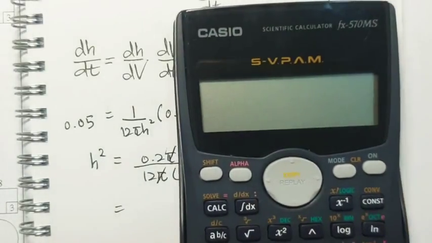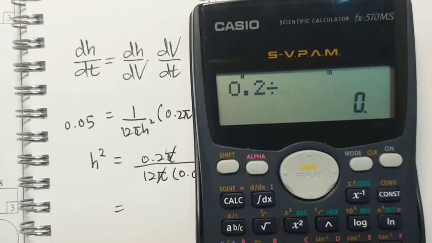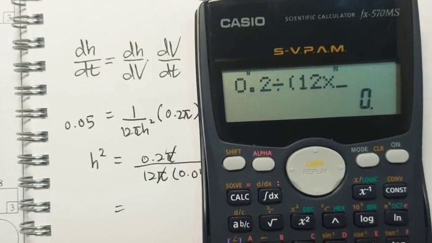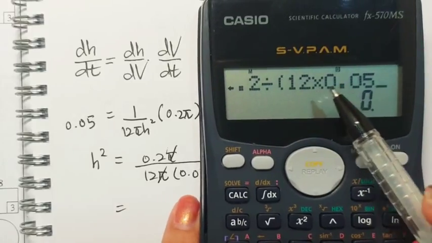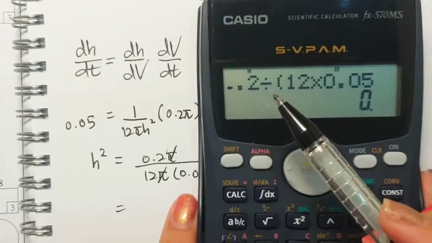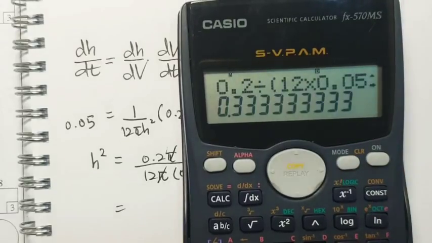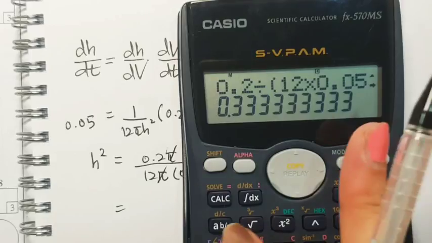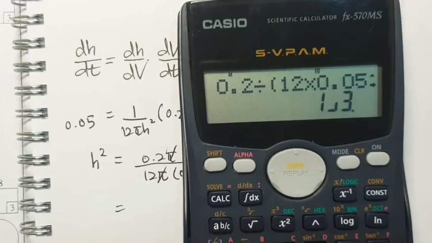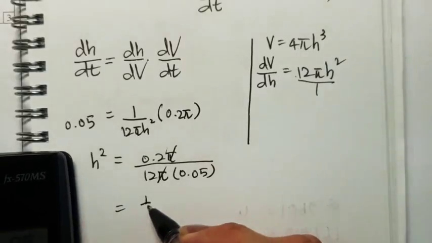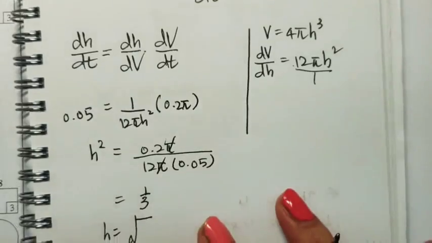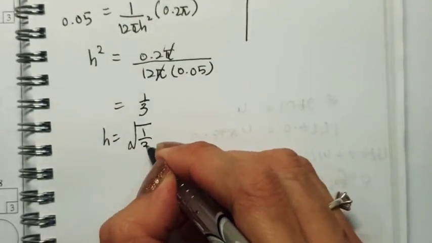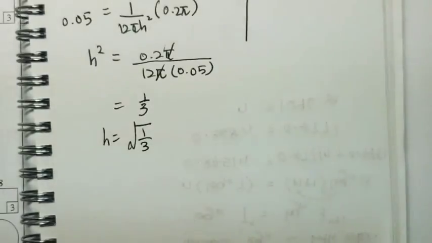Now let's calculate this. We have 0.2 divided by 12 times 0.05. The 12 times 0.05 is the denominator, so both divide the 0.2 together. We will have 0.333. Can we just change it to a fraction? Yes, 1 over 3. Therefore, if we want to find H, we need to square root 1 over 3. No need to put the negative because height can never be negative. So that is our answer.